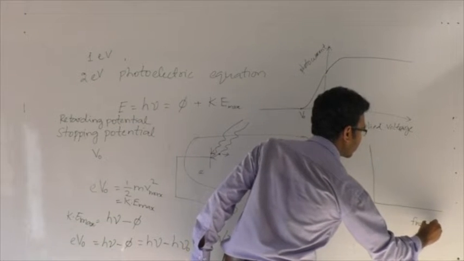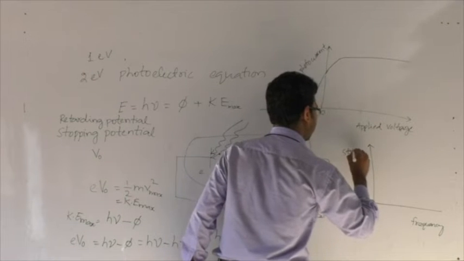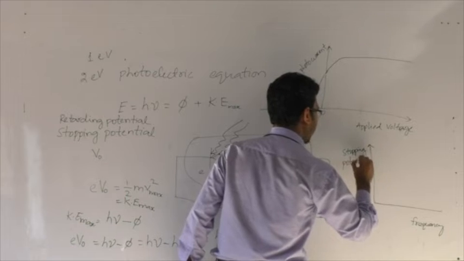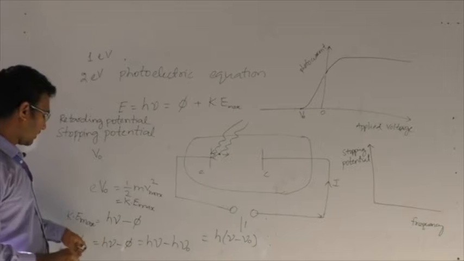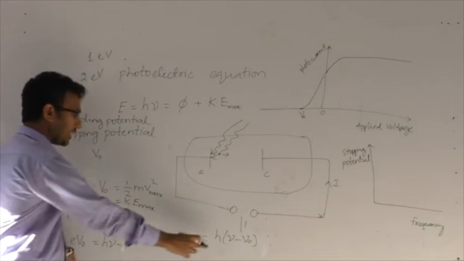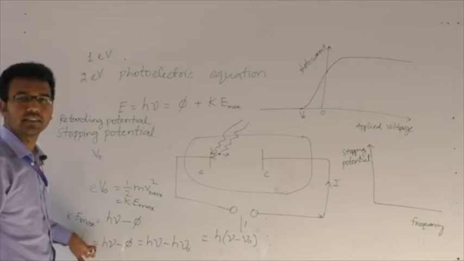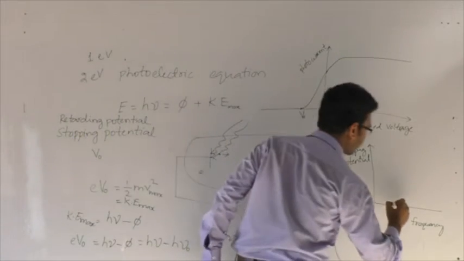This is for the frequency of the incident light and this is the stopping potential. If I draw a graph, you can see the linearity here. This V naught equals h times nu minus nu naught. It is linearly proportional to nu. This is just like y equals mx plus c, a straight line equation. So you get a straight line like this.